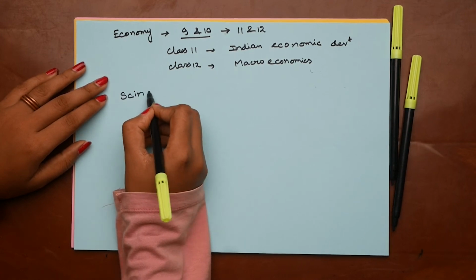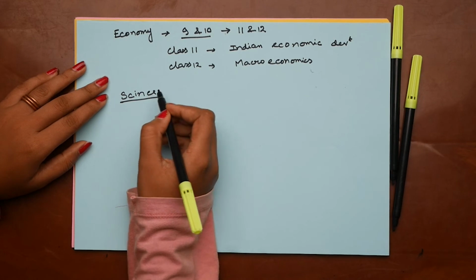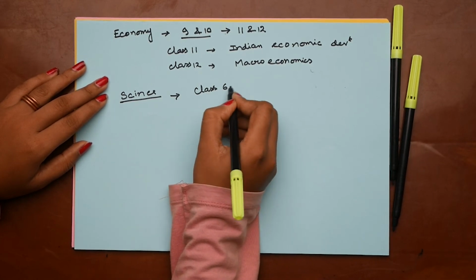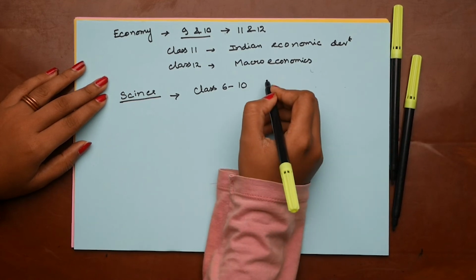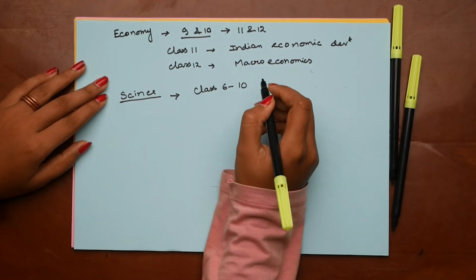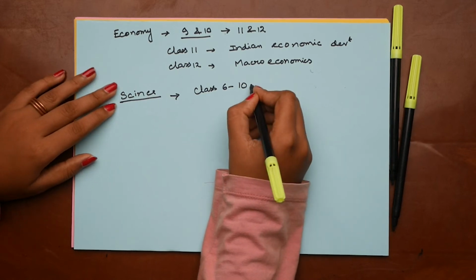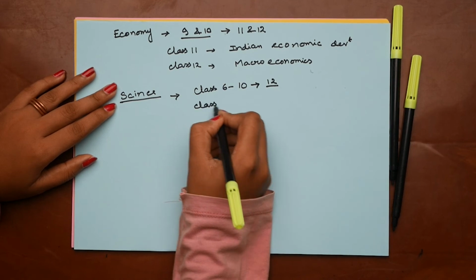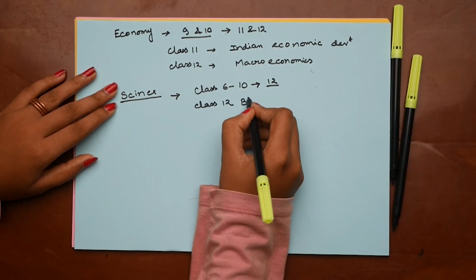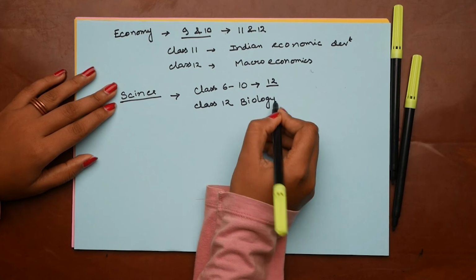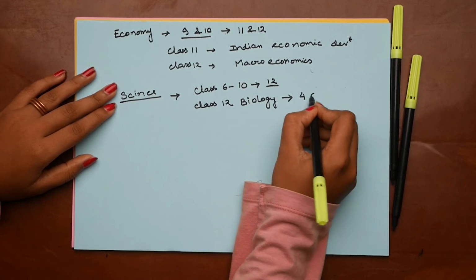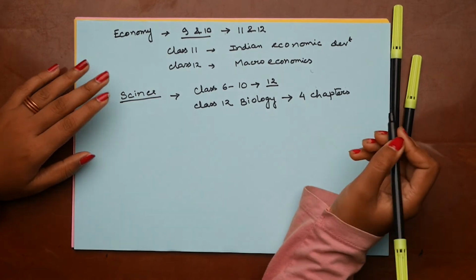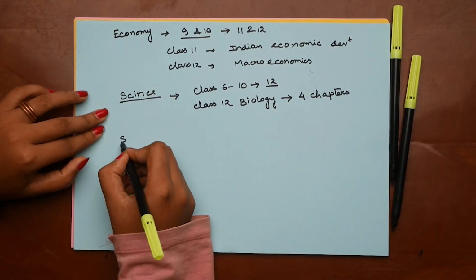Let's now jump to science. For that, class 6 to 10, again the same concept, you can read if you have a weak background. If you have a strong background, you can directly jump to class 12. The class 12 biology book is very essential, and the last 4 chapters are a must read. Last 4 chapters of your biology book.